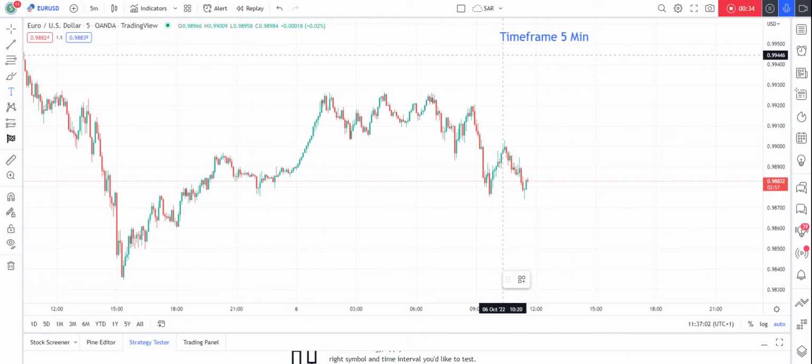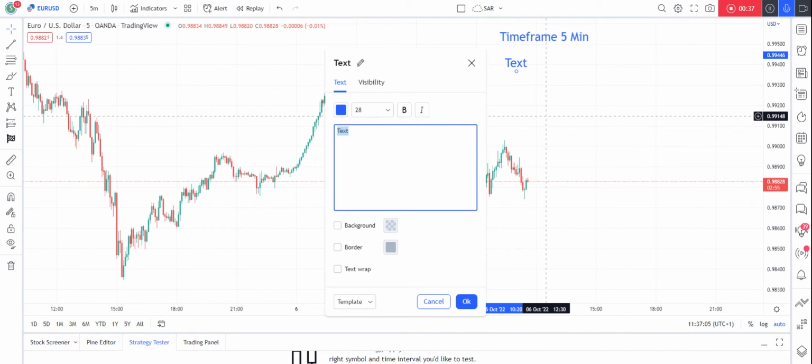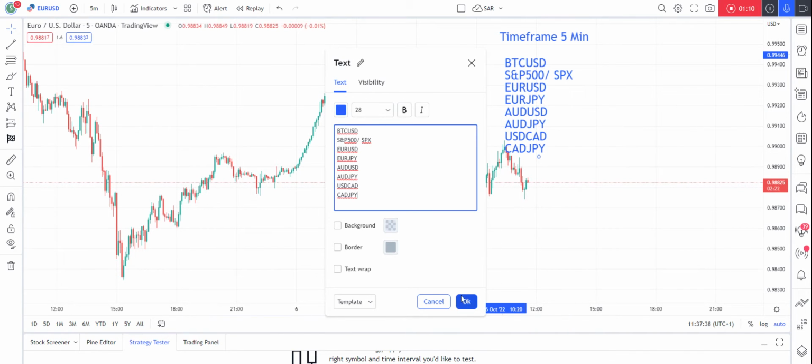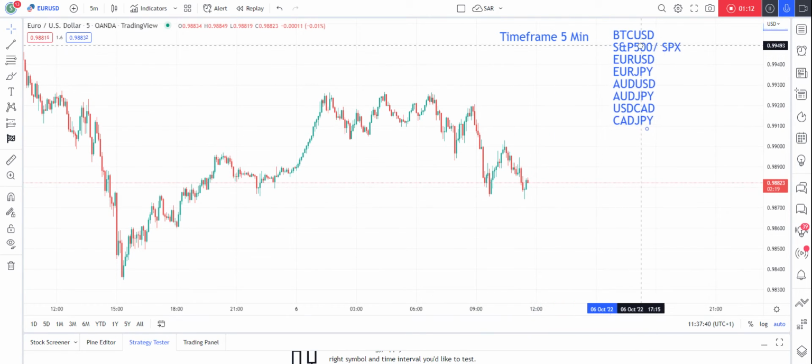The products that we tested are as follows: Bitcoin USD, S&P 500 index, or as some people have it under CFDs as SPX, Euro dollar, Euro JPY, Australian dollar US dollar, Australian dollar JPY, USD CAD JPY. These are the main pairs that have proven to be successful for this strategy.